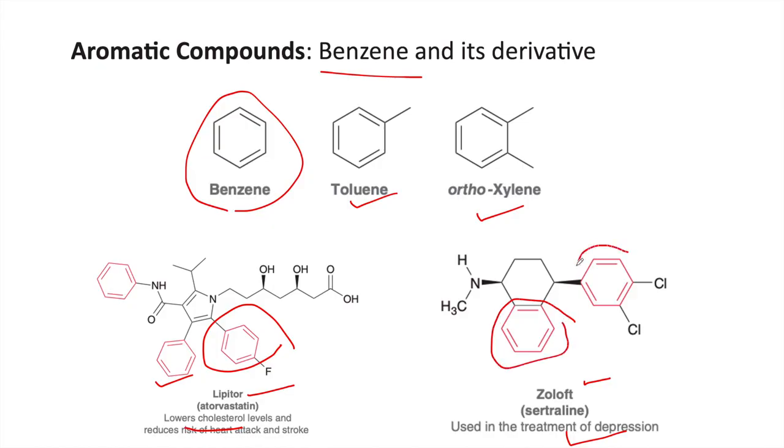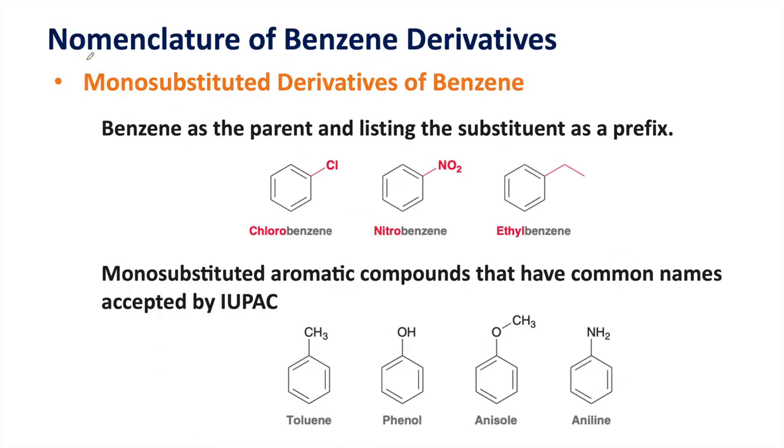I will give you a simple example: aspirin. Aspirin contains acetyl salicylic acid. If you see the structure of acetyl salicylic acid, there is a benzene ring present. Now we will study the nomenclature of benzene derivatives. First, we will study monosubstituted derivatives of benzene.